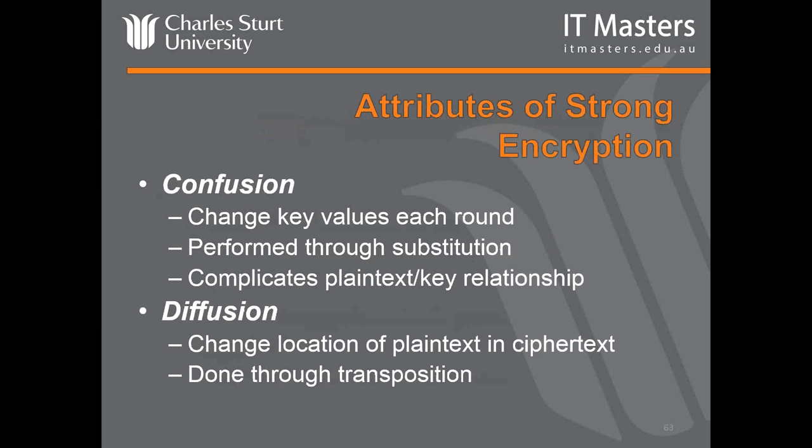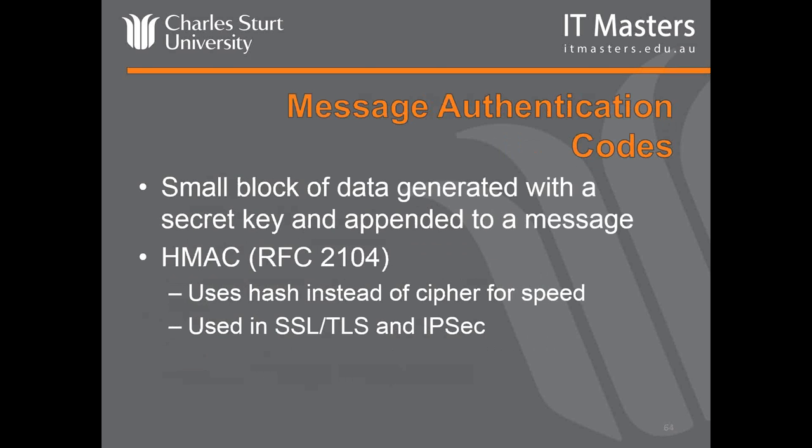Now, strong encryption is really based on confusion and diffusion. The confusion is key changes each round performed through substitution, and it's really about complicating everything. Diffusion is changing the location of plain text. And the idea of this is to make it so that you can't tell much difference at all between where we start and what we end up with from random data. There should be very little difference in entropy between random data and good encryption.